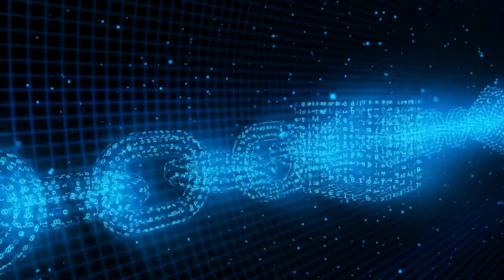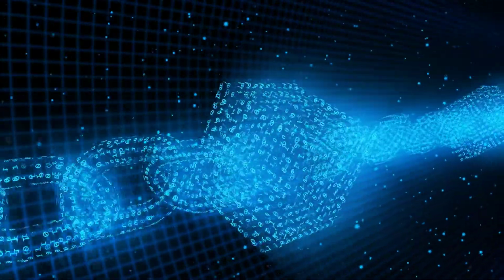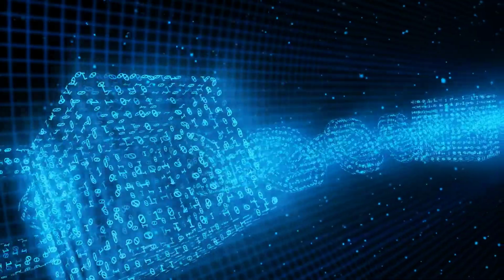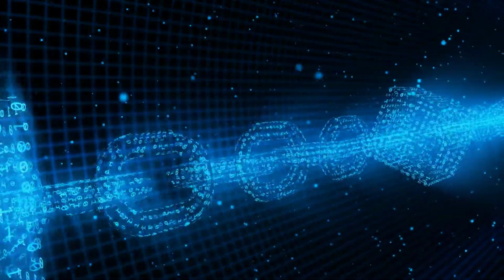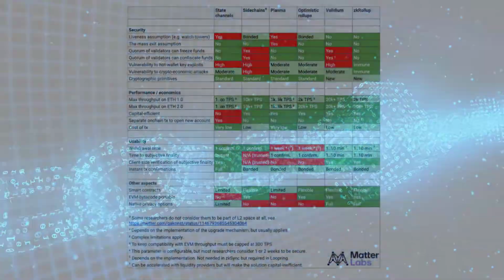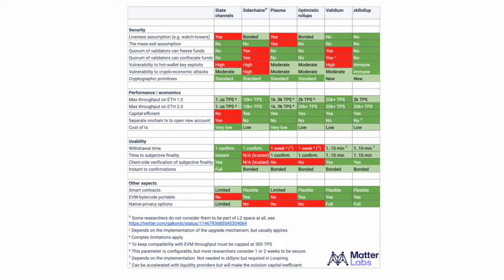zk Rollup, the core technology of zkSync, is an L2 scaling solution that does not require any operational activity to keep funds safe. If we visualize the data table of Matter Labs and compare it with optimistic rollups, we realize that in terms of usability, the withdrawal time of Optimistic is about 1 week and zk Rollup about 10 minutes. Another important aspect is security. zk Rollup is totally immune to the vulnerability of exploiting wallet keys.